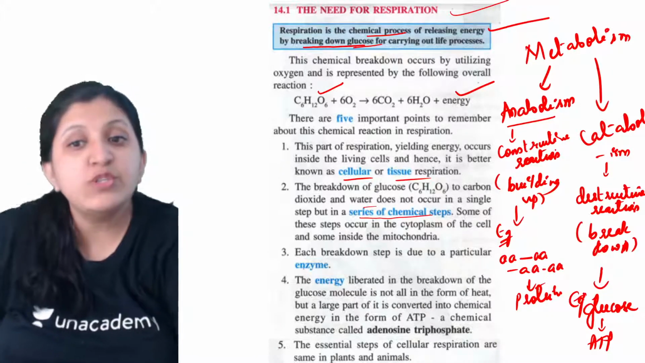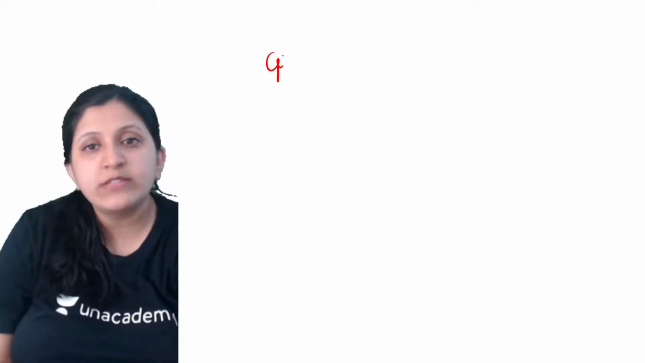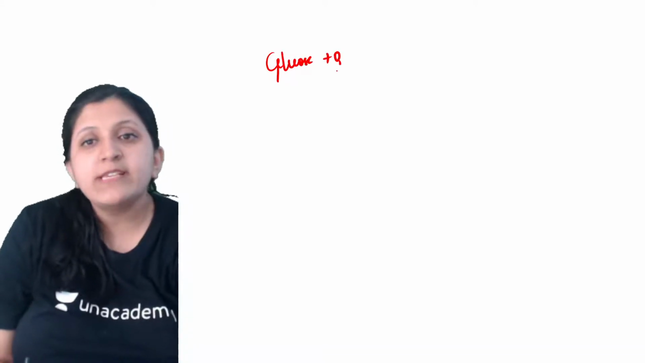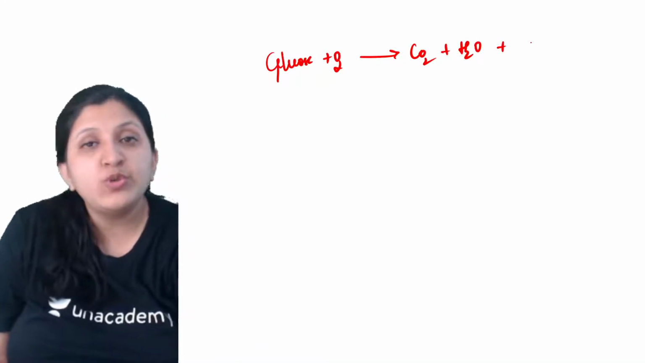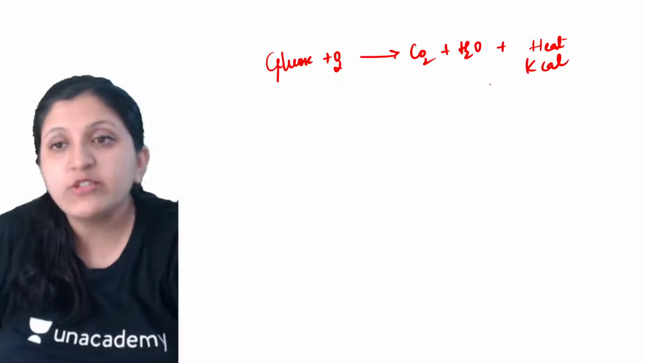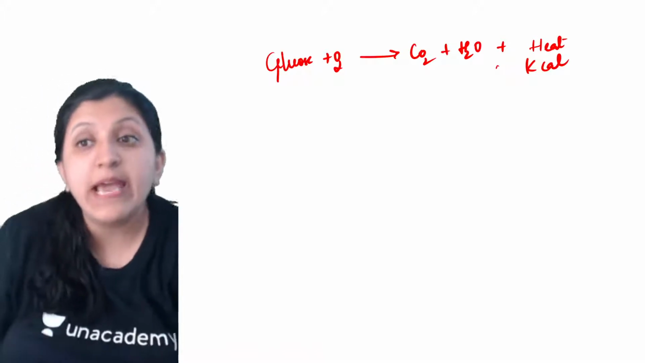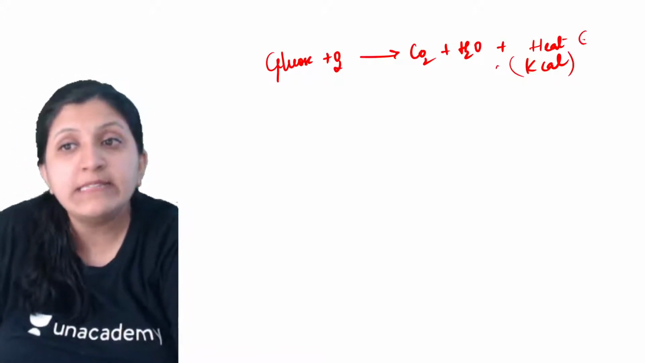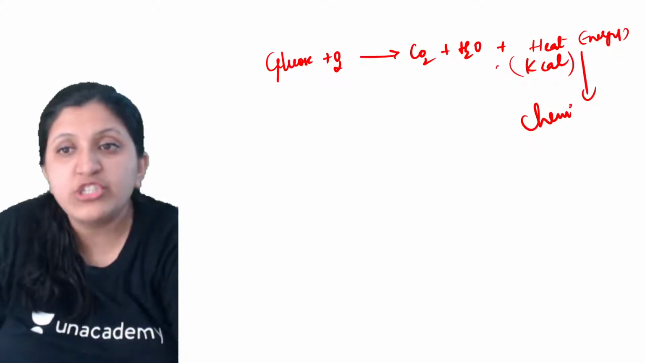This is not all in the form of heat, so I'll just explain this. What happens when glucose combines with oxygen? What is actually produced is carbon dioxide, water, and a huge amount of heat. 686 kilocalories of energy is released, so it is a heat energy. And this heat energy has to be converted into a chemical energy after this step.